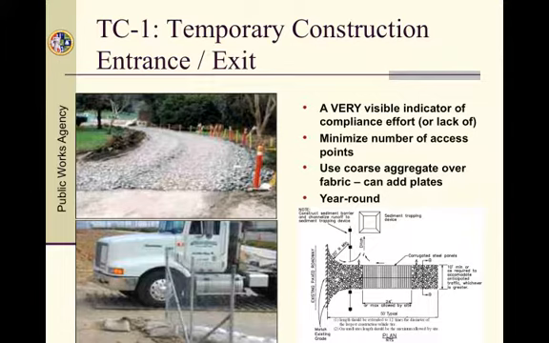And on the bottom picture, you'll see there is no gravel. They just have these shaker plates which can move around, and additionally there's space on either side of the shaker plates, meaning that some vehicles may be able to bypass the entrance altogether, which is not the best use for these. We need to make sure that all vehicles entering and leaving the site cross over these construction entrances.